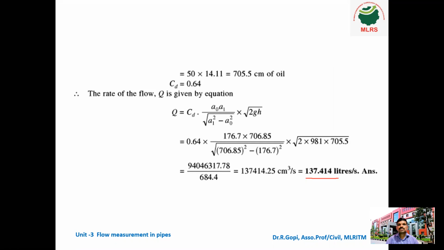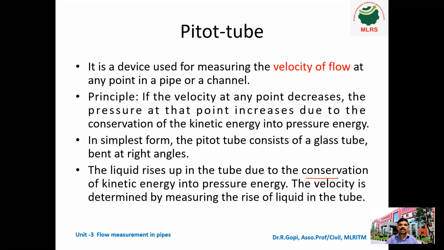So after this, the Venturi meter and Orifice meter are over. Next, the third and last one is the Pitot tube. What is meant by a Pitot tube? A Pitot tube is a device used for measuring the velocity of flow. The last two instruments are used to measure the rate of flow. Rate of flow is nothing but discharge.